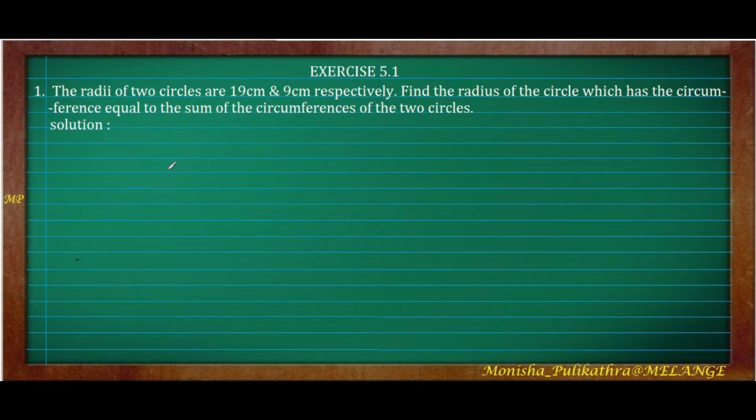The first problem of exercise 5.1. The radii of two circles are 19 centimeter and 9 centimeter respectively. So here we know that the radius of one circle is 19 centimeter and the radius of the second circle is 9 centimeter. Find the radius of a circle which has a circumference equal to the sum of the circumferences of the other two circles. So here we have to find out the radius of one more circle.